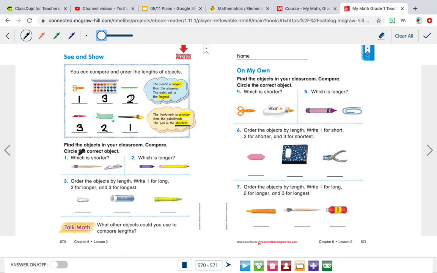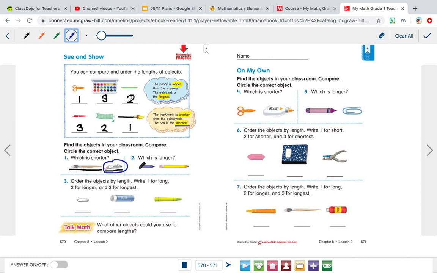Alright, so now it's saying find the objects and compare. Circle the correct object. Which is shorter? Is a paintbrush or a paint tube shorter? Well, look at this. So here's this, and here's this long line right here. This one looks much shorter. So we're going to say that the paint tube is shorter, okay?